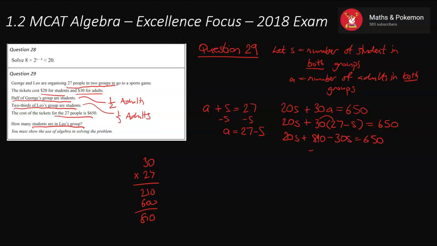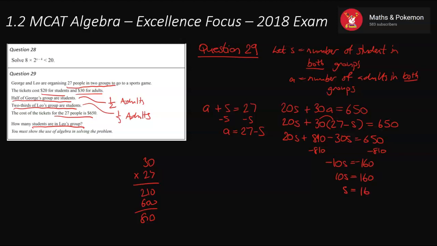We're going to go minus 810 minus 810, get rid of the numbers. So that means that negative 10S will be equal to 160. Negative 160, actually, get rid of the negatives because they cancel each other out. So 10S equals 160, which means S is equal to 16 students.